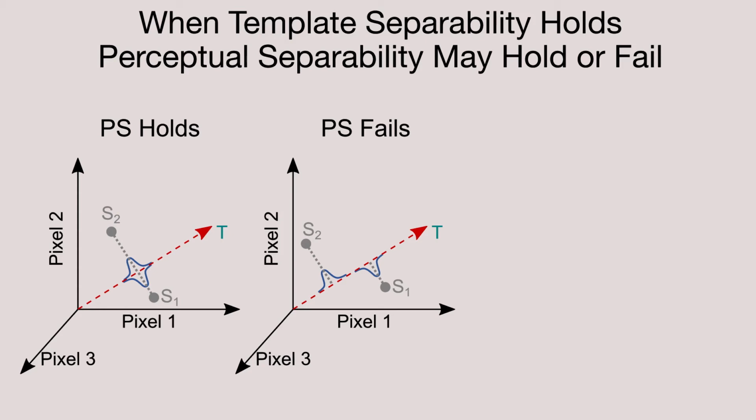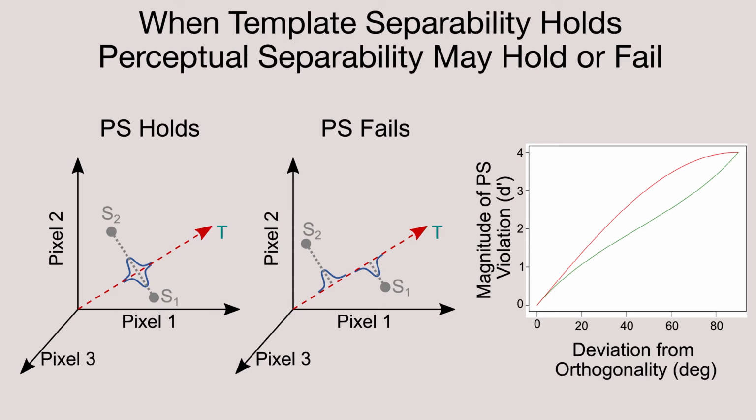The magnitude of the violation of perceptual separability depends on this angle, as shown in the following figure. This figure shows in the x-axis the deviation of the angle from 90 degrees, and in the y-axis the magnitude of deviations of perceptual separability in units of d'. The red and green curves simply represent different trajectories in the stimulus space going from complete orthogonality to complete lack of orthogonality. The take-home message is that in a model with an invariant visual representation at the level of the templates, it is possible to observe a lack of invariance at the level of perceptual dimensions, and that depends on stimulus properties. Let's now move to the case in which template separability fails.